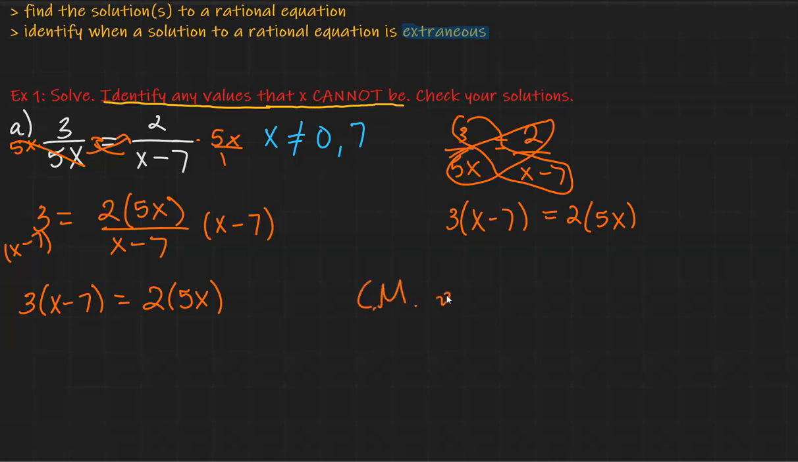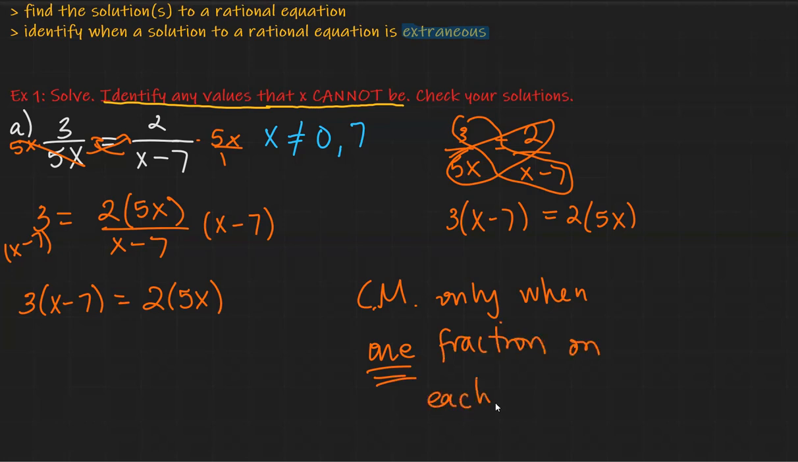It's a shortcut, but you need to understand that cross multiplication works only when there is one fraction on each side. Otherwise, if you have multiple, then that's not going to work. It's not going to come out nicely.